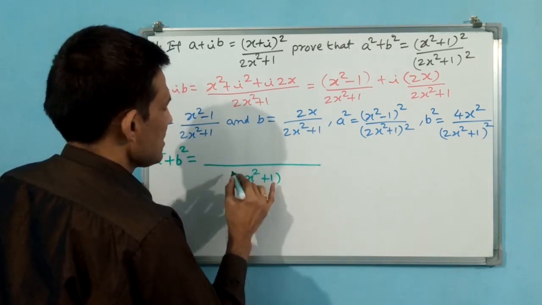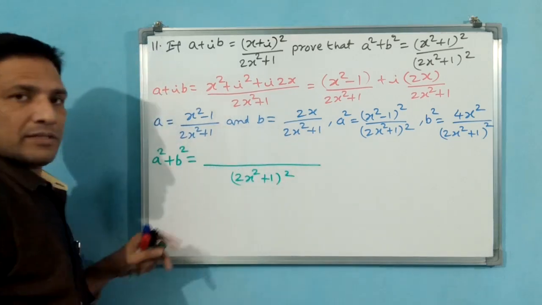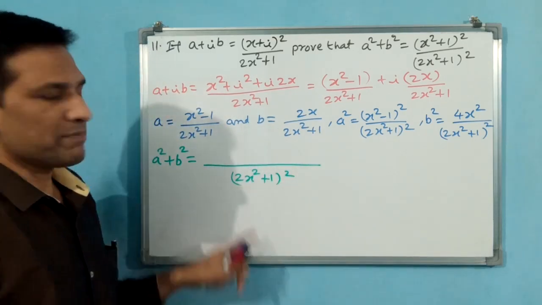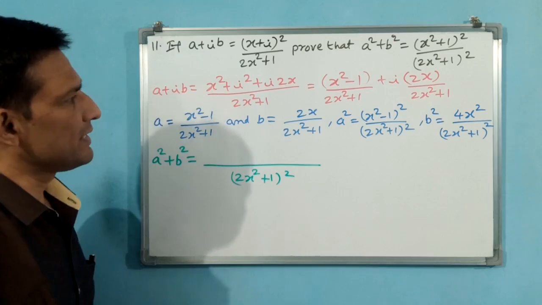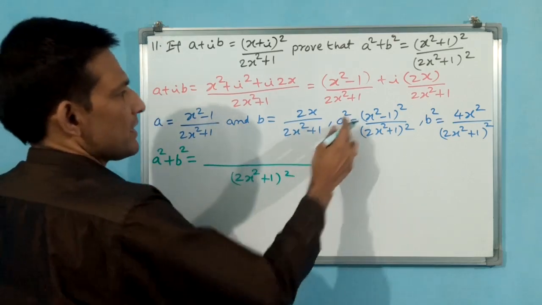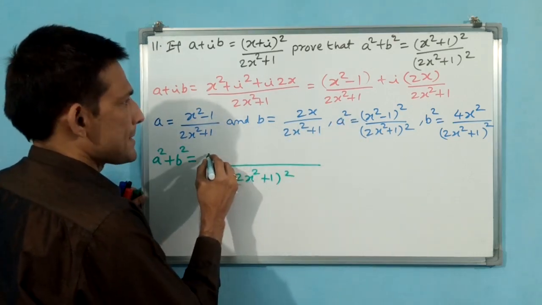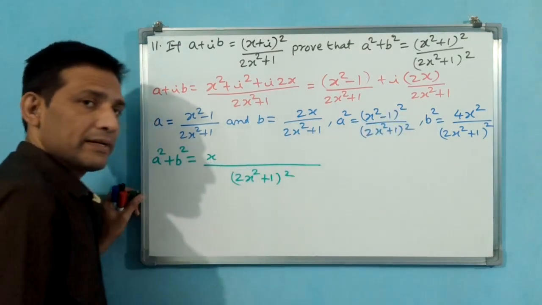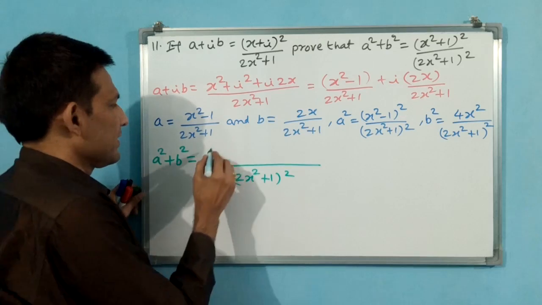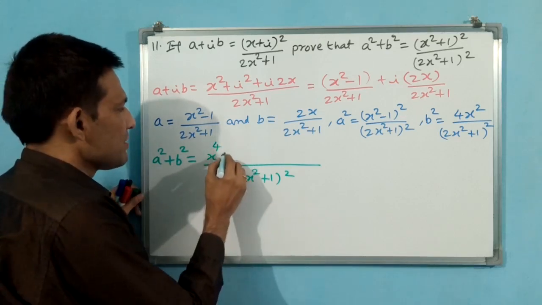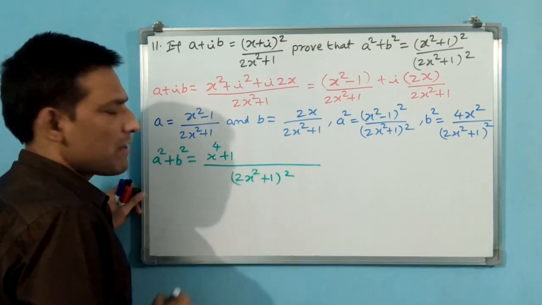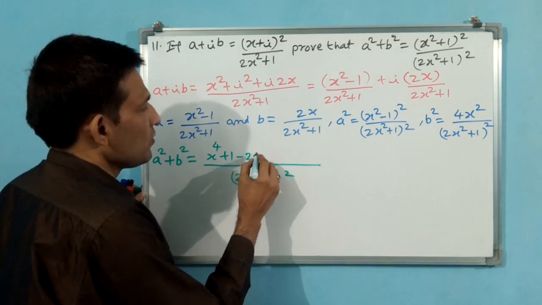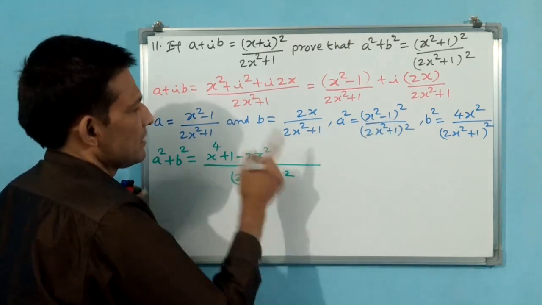2x square plus 1 whole square. This we don't change. Don't expand. Okay? Change means don't expand. Okay. Write down x square. See, (a minus b) whole square is a square plus b square minus 2ab. Minus 2ab is 1.